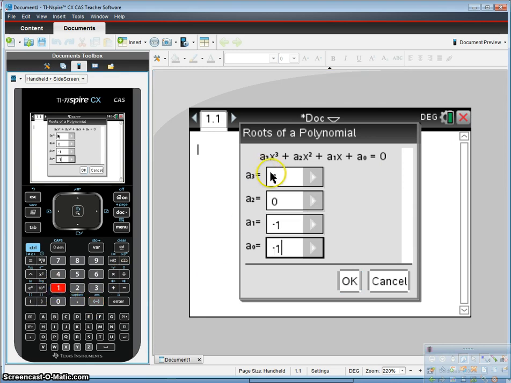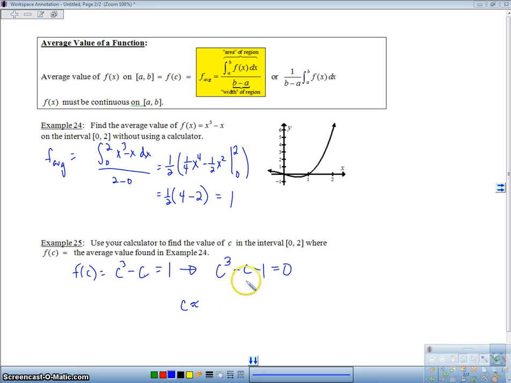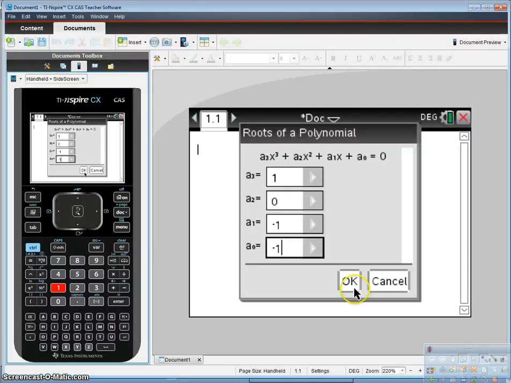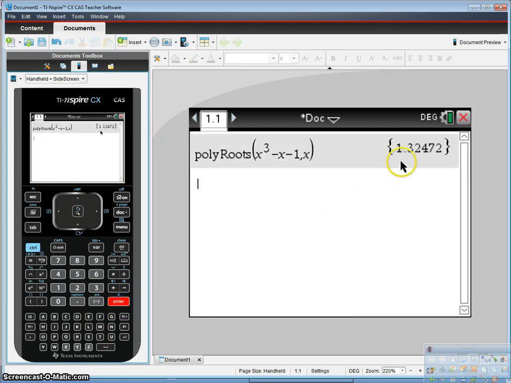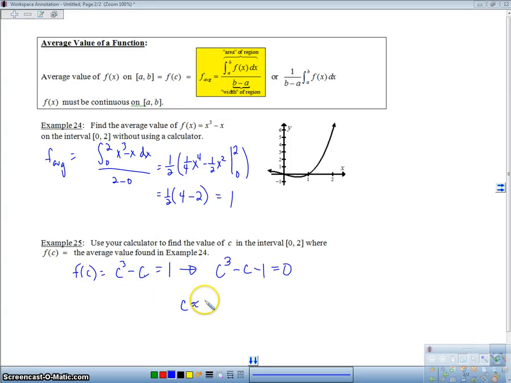Let me make sure I'm right here: c cubed minus c minus 1. Okay, hit OK and hit enter. And we get 1.3247. We're going to take 3 decimal places here, so 1.325 is our answer for this. And boom, there you go, guys. Average value of a function.